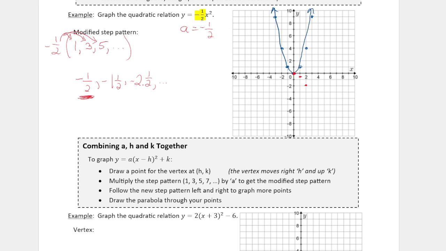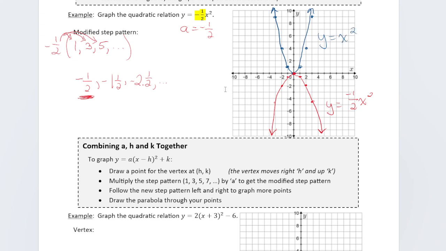What are we doing? We're graphing upside down. So from our vertex, we go over and follow the step pattern. So down 1/2, over 1, down 1.5, over 1, down 2.5. And whatever we do to one side, we do on the other because it's symmetrical. And then we draw our line through the dots. And that's it. Y equals negative 1/2 x squared. And this is y equals x squared.